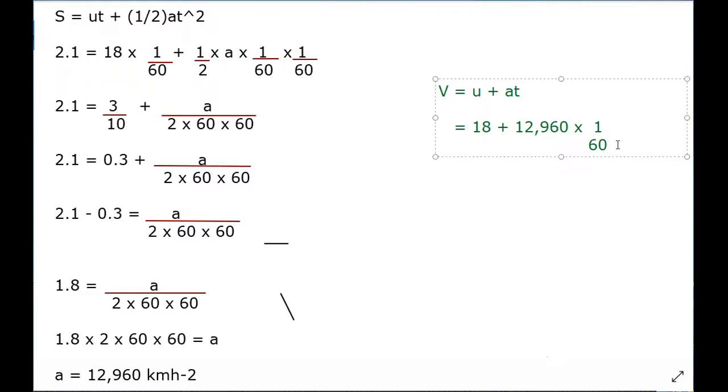Now, what are the things that can be simply done? This 0 and this 0 can be cancelled out. Nothing will happen to 18. Plus, this will be 12, 9, 6. 0 is cancelled out. Now here we have 1,296 divided by 6. Can you divide those numbers here? Help me, please.